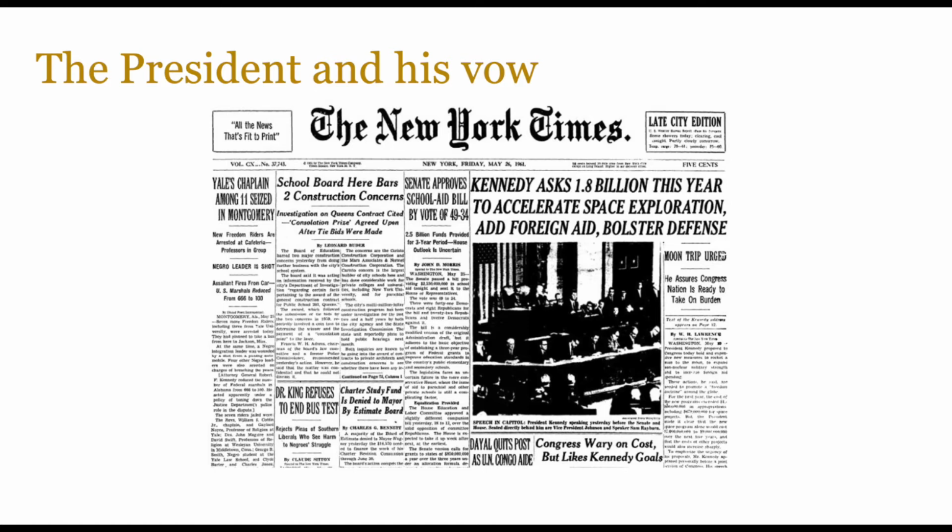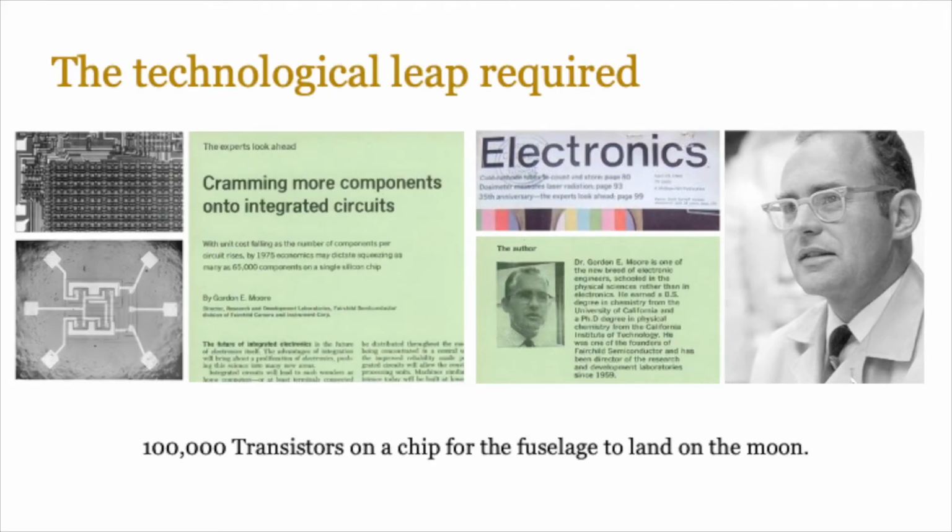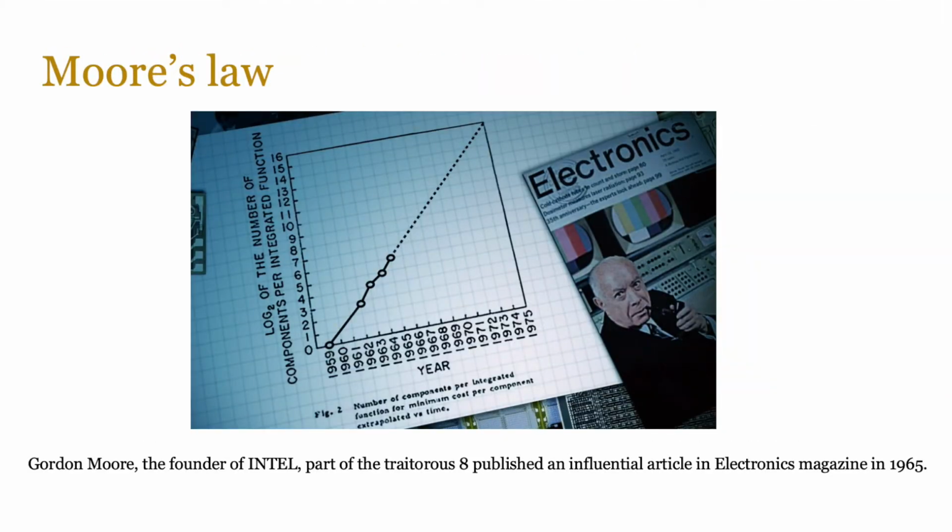And Gordon Moore was the one that published an influential article in a journal called Electronics, where he talked about the doubling of computational power every 18 months to 2 years. So how do we go about cramming more components onto integrated circuits? This was so inspirational at that point in time that it eventually led to the development of the 100,000 transistors on a chip for the guidance computer to land the rockets on the moon.